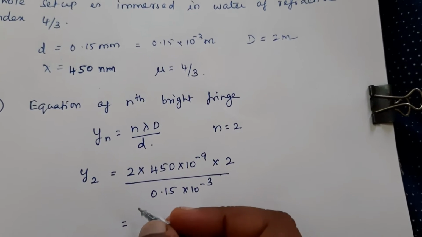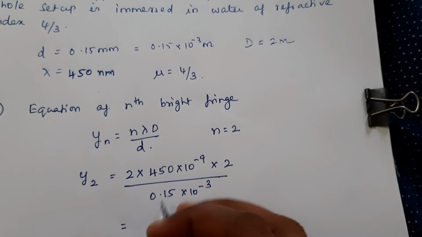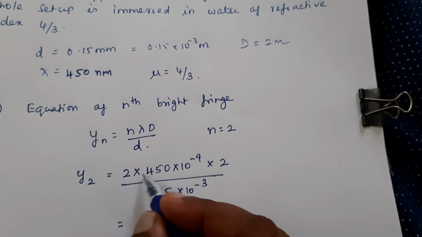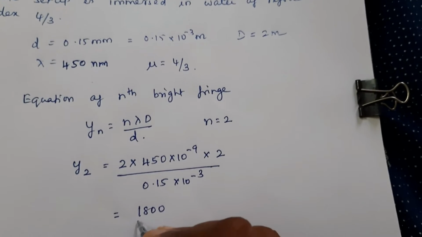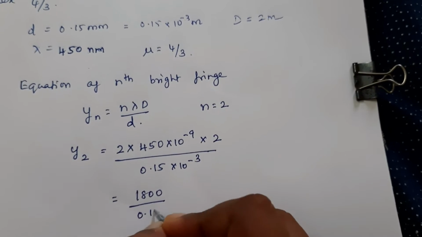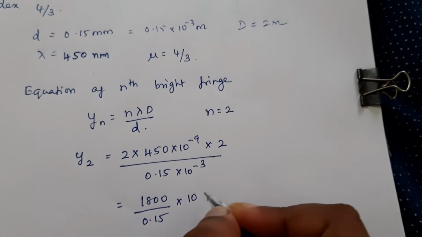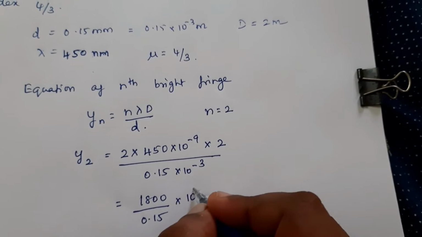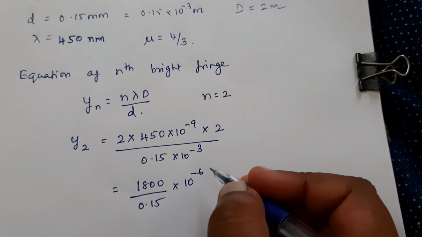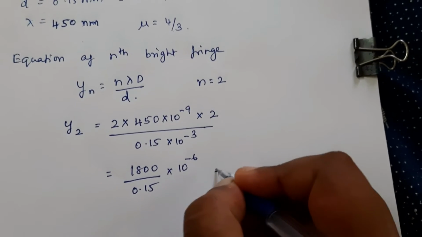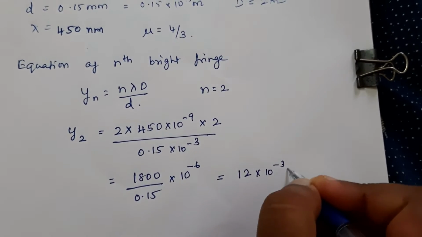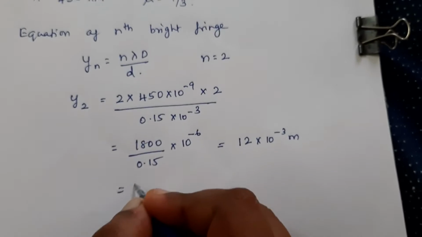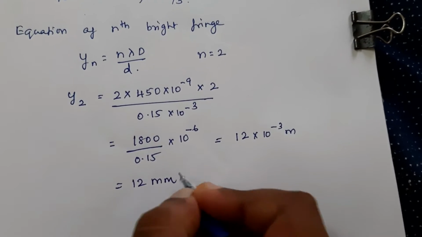Here we can go for multiplication. Here it is 450 into 4. This is 1800 divided by 0.15 into 10 raised to minus 9 plus 3, so it is minus 6. If you divide this, you will get 12 into 10 raised to minus 3 meter, which you can write as 12 millimeter.